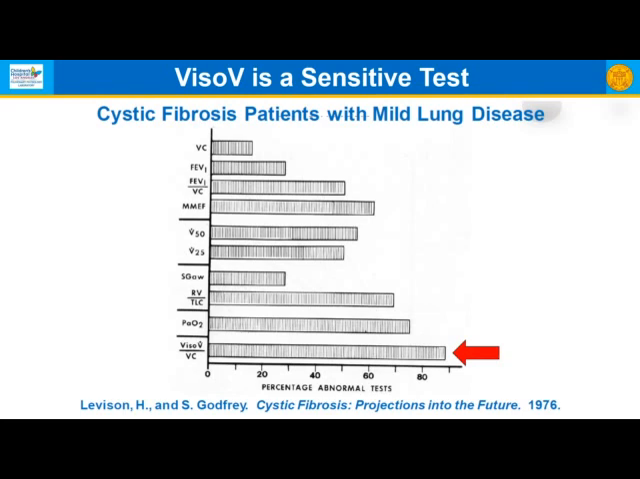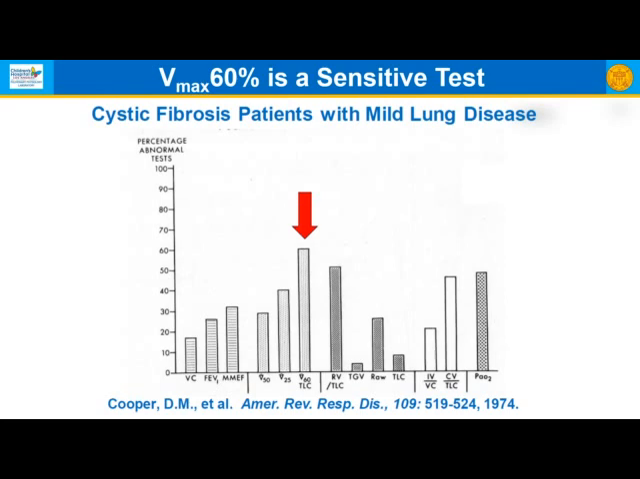Patients with mild cystic fibrosis, a study cited by Henry Levison and Simon Godfrey. Again, in this group of patients with mild lung disease, again looking for the most sensitive test, relatively few had spirometry abnormalities, but almost 90% had abnormal volume of isoflow, even more than had hypoxia. A different test by Cooper and colleagues showed that Vmax 60 was a sensitive test.